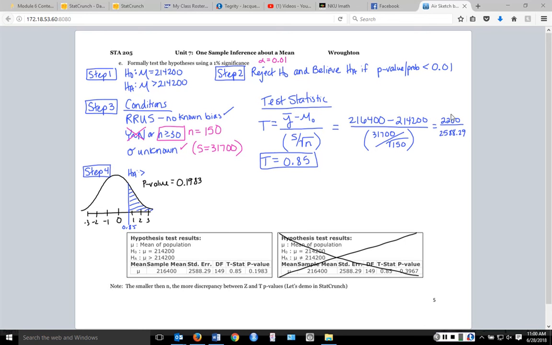Going back up to step 2, is that less than 0.01? It is not. So we will then not reject our null hypothesis. We will not then believe the alternative hypothesis. So then let's see how that makes us write out our interpretation.